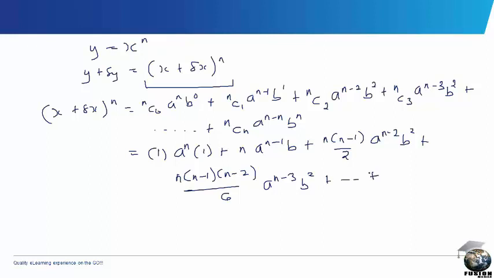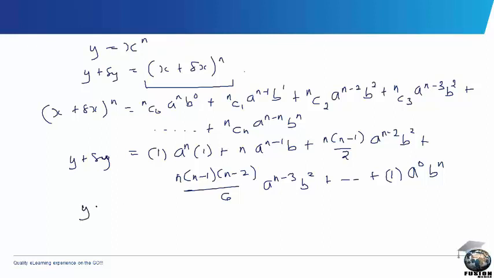And then when it continues and gets to the last point here, n combination n will give us 1, a raised to power n minus n will give us 0, and then b raised to power n. Alright, so we have done this expansion. So all we need to do now is to replace it back into our equation. Okay, so we can say that y plus dy is equal to this. Okay, y plus dy is equal to the expansion we have here.